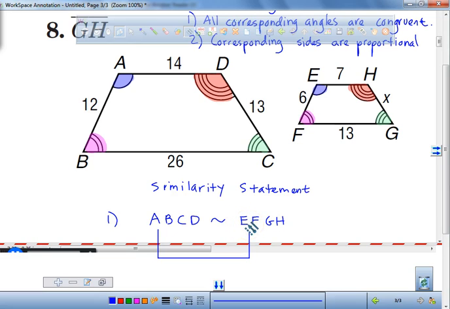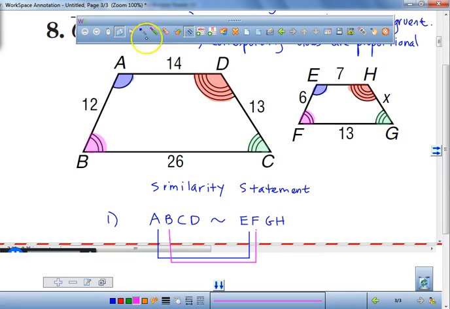Alright, so that's what I'm going to do. Now, I'm going to look at B, changing colors. B should line up with what? Angle F. There we go, angle F, right here. You'll notice how I'm kind of making those connections right there.